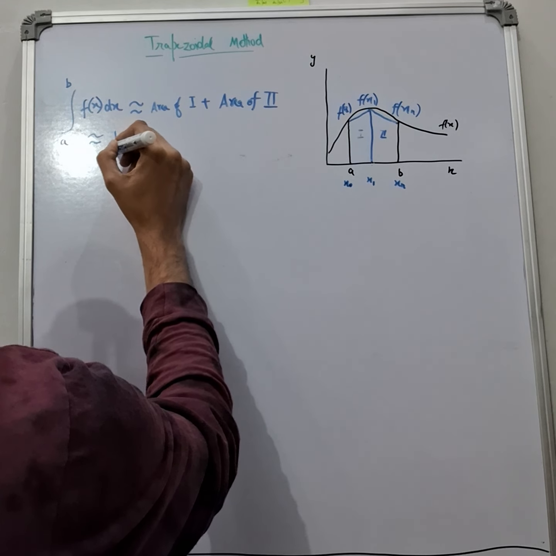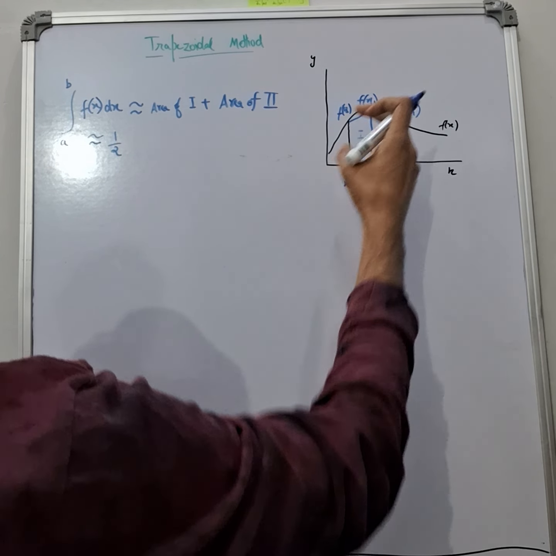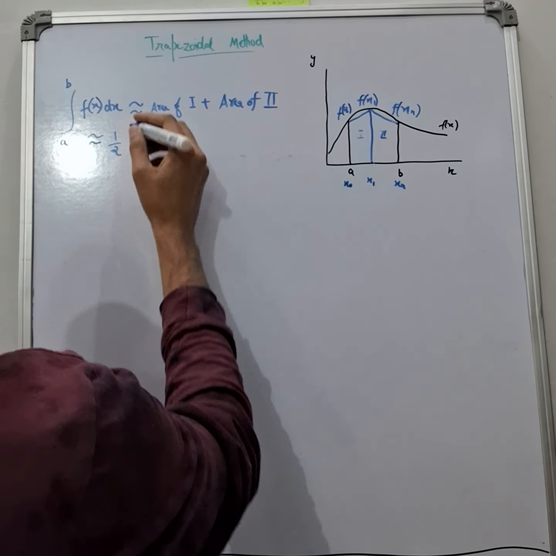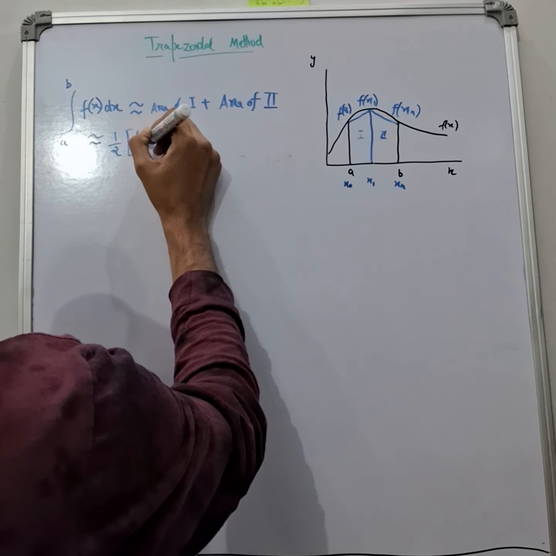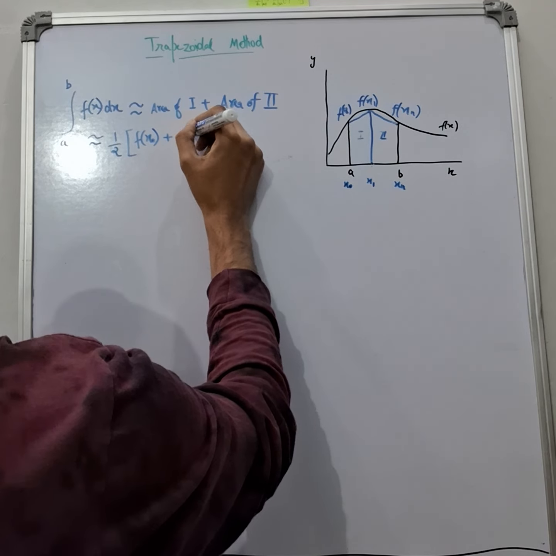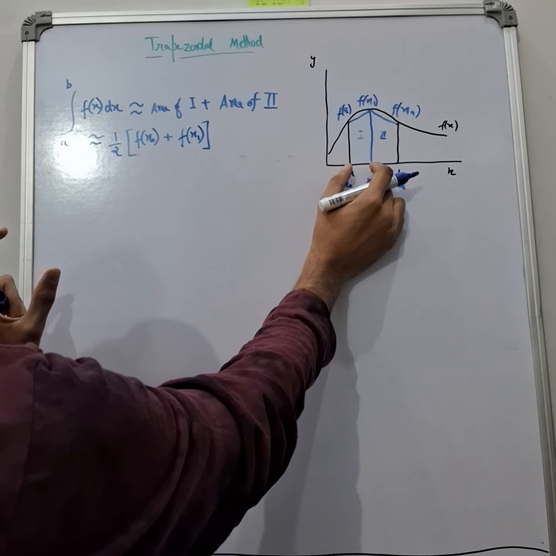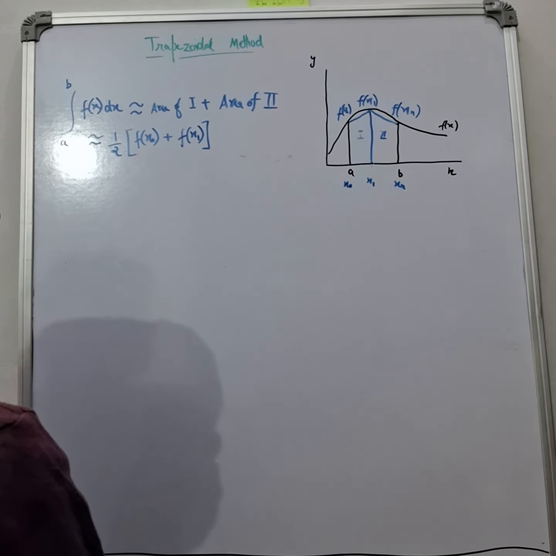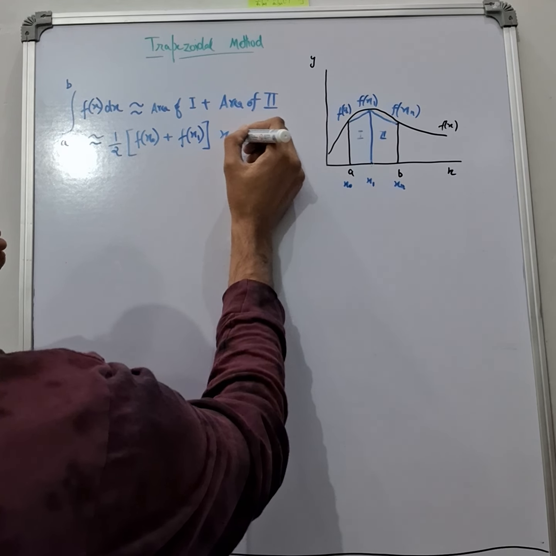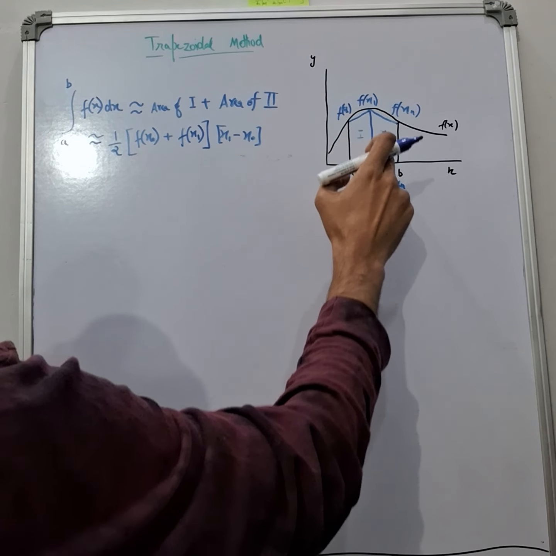The area of a trapezoid is given by half times the sum of these parallel lines, this one and this one. Now the length of this line is f(a) or f(x0), so let's write it like this, f(x0) plus the length of this one, f(x1), times the distance between them, the difference between the two parallel lines, which is given by x1 minus x0. This is the area of this first trapezoid.